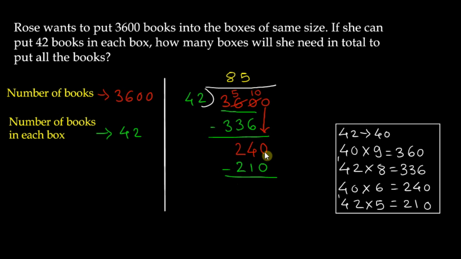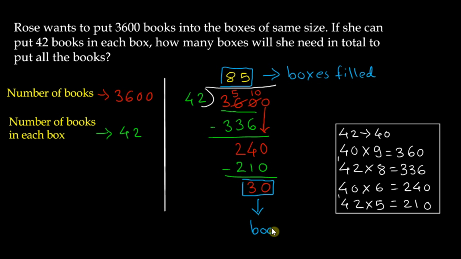Let's do the subtraction. So 0 minus 0 is 0, 4 minus 1 is 3 and 2 minus 2 is 0. So we got the quotient 85 and the remainder is 30. Means 85 boxes are filled with the books. That means after filling 85 boxes with 42 books in each box, Rose will still have an extra 30 books left with her.